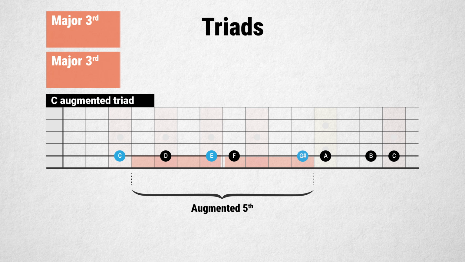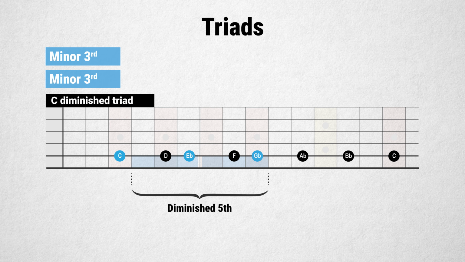An augmented triad is built from 2 major 3rds, giving a root, a major 3rd and an augmented 5th. The diminished triad is built with 2 minor 3rds, giving a root, a minor 3rd and a diminished 5th.